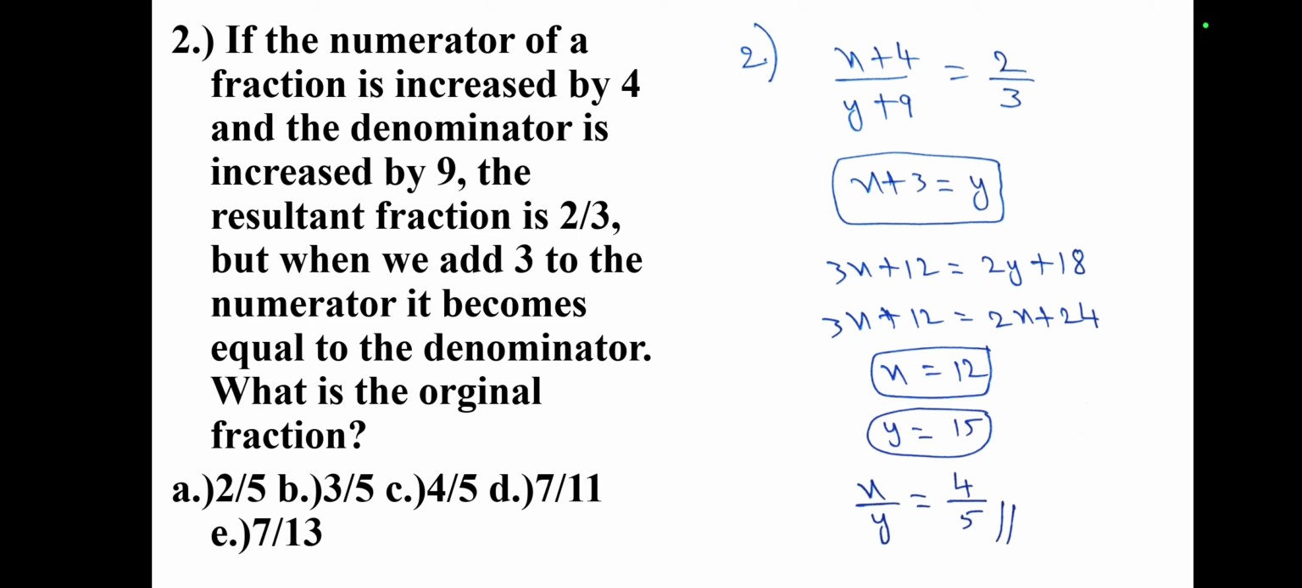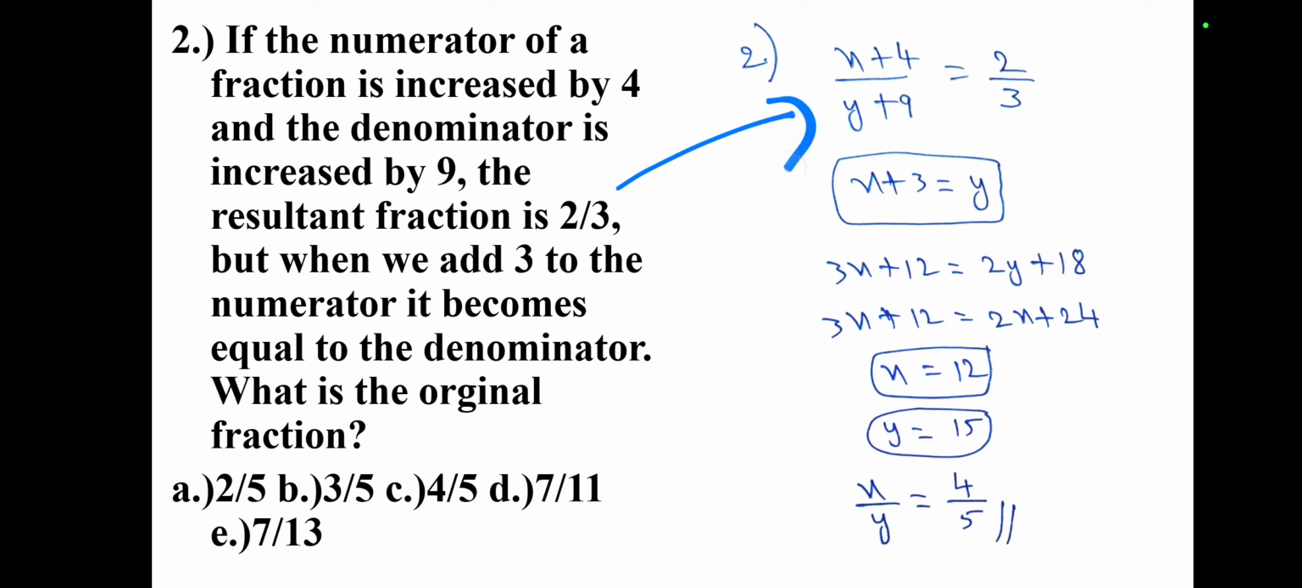If the numerator of a fraction is increased by 4 and the denominator is increased by 9, the resultant fraction is 2 by 3. But when we add 3 to the numerator, it becomes equal to the denominator. What is the original fraction? Here the meaning is, when the numerator is increased by 4 and the denominator is increased by 9, the fraction becomes 2 by 3. If the numerator is added with 3, it becomes equal to the denominator. We were asked to find out the original fraction.